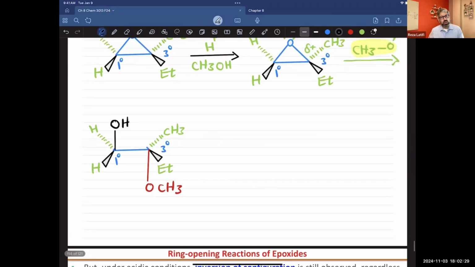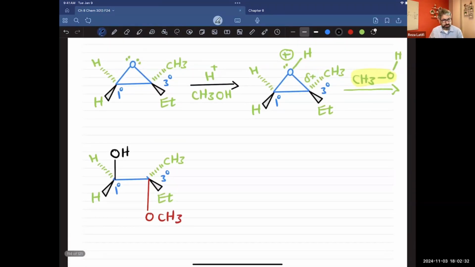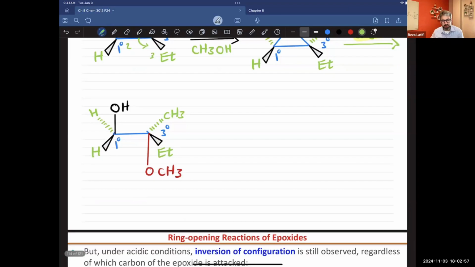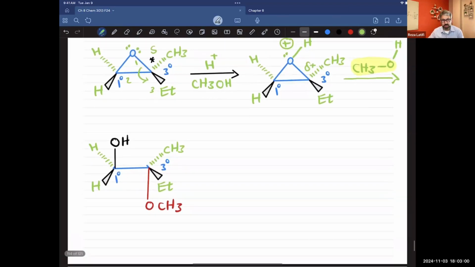Okay, now, because the attack happened on the tertiary carbon, and the tertiary carbon was a stereo center, the configuration for it, let's double check it, 1, 2, 3, is an S configuration. The product should be R configuration. Okay, we had S, now it's going to be R configuration.